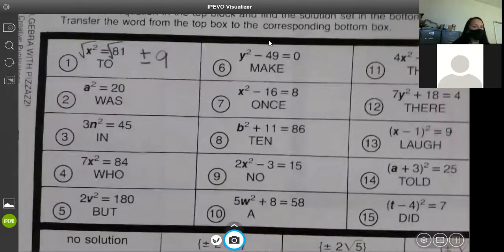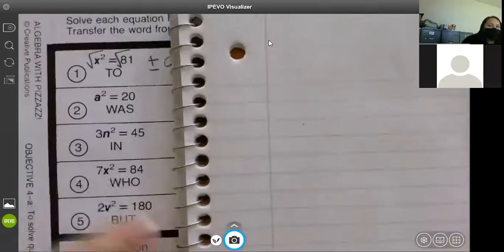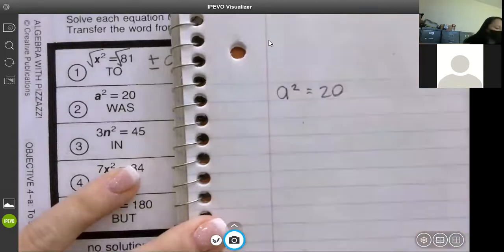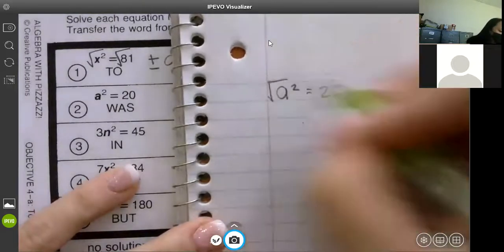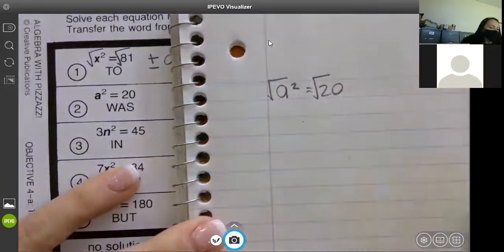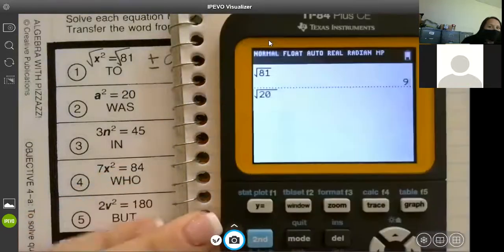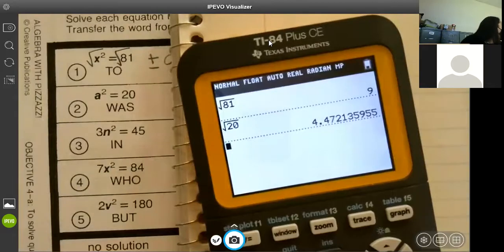All right, so now if we look at the next one, I'm going to use a notebook for this so you guys can see it. I have a squared equals 20. A squared is by itself, so we go ahead and take the square root of both sides. But if I try to do this in my calculator, and I take the square root of 20, I get a decimal. There are no decimals on the bottom of the sheet, right?